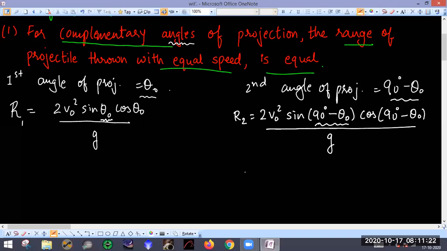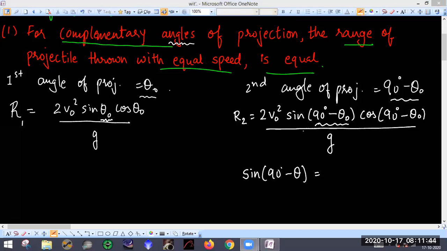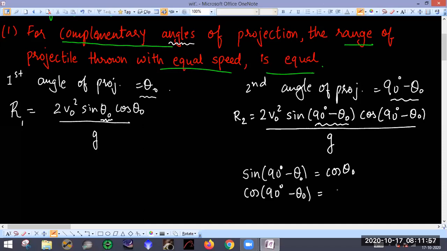So now your basic 10th standard trigonometry formula, sine 90 minus theta is, everyone, sine 90 minus theta is, come on, quickly, cos what, Priyansh? Cos theta. Very good. So here sine 90 minus theta 0 will become cos theta 0, and similarly cos 90-degree minus theta 0 will become sine theta 0, right?